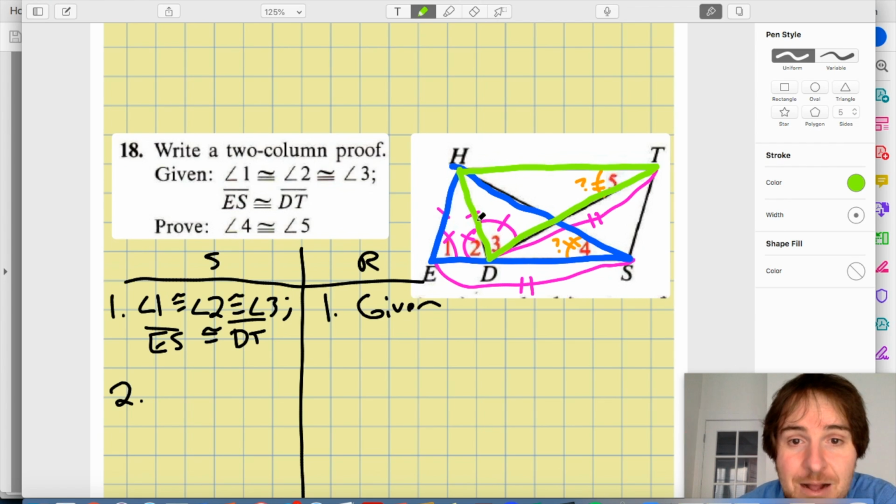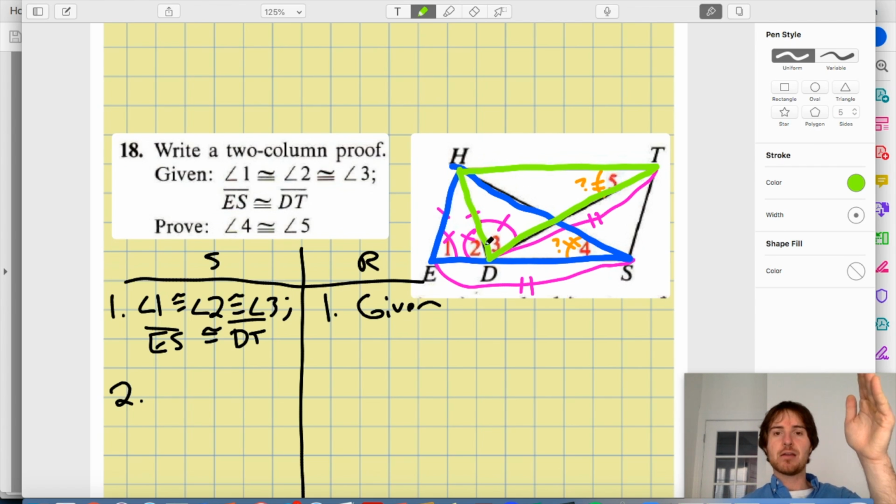Okay, so check it out here. HD is congruent to HE. So we have this side of the green triangle congruent to that side of the blue triangle. We also have angle 3 congruent to angle 1. That was a given premise. So this angle of the green triangle is congruent to that angle of the blue triangle. And finally, we have this side here, DT, congruent to ES right here. So it looks like this green triangle is the same as that one. And the reason is what? SAS. Hopefully you see it there.